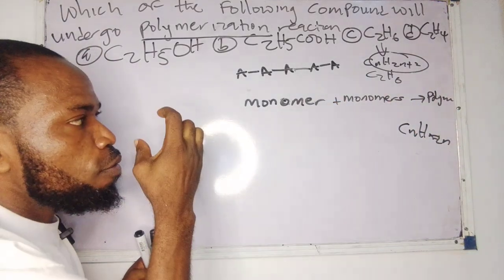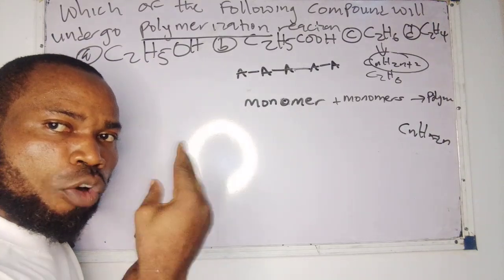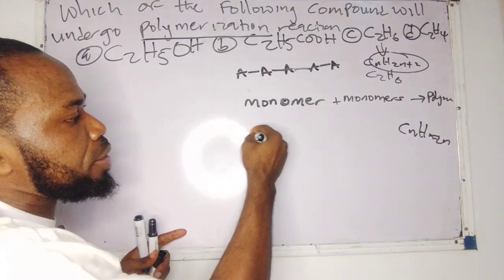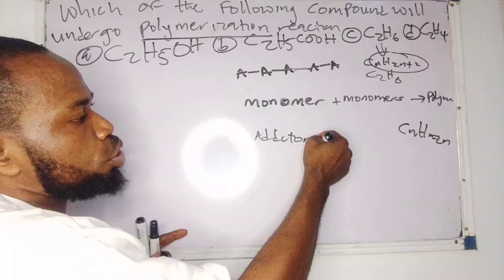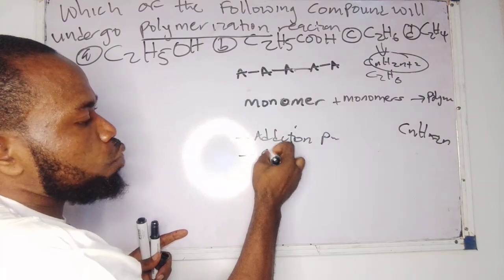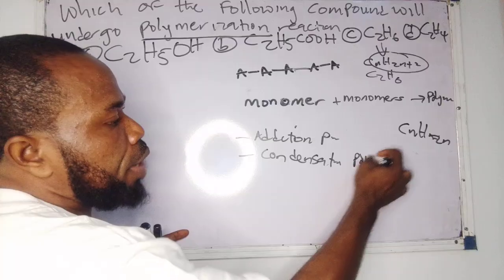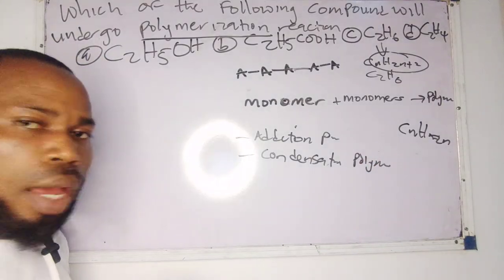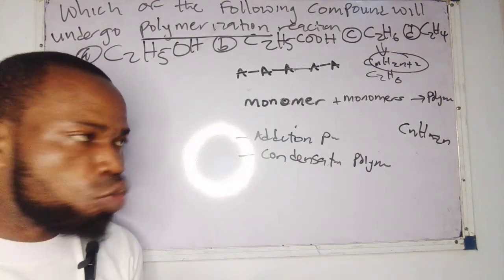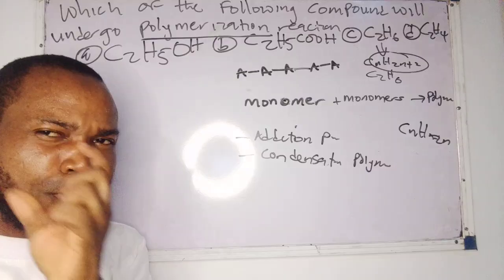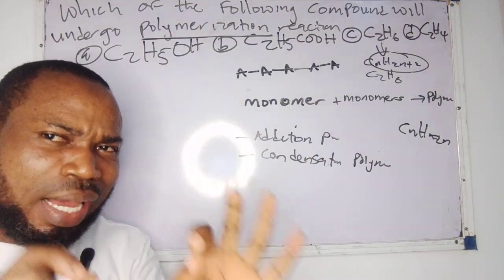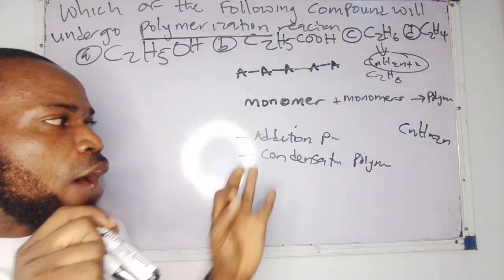Polymerization. For knowledge's sake, there are two types of polymerization. There's what we call addition polymerization reaction, then we have condensation polymerization reaction. You see what I'm saying? I will bring out a video to fully explain these two, but let me just give a little tidbit so that you can understand them.